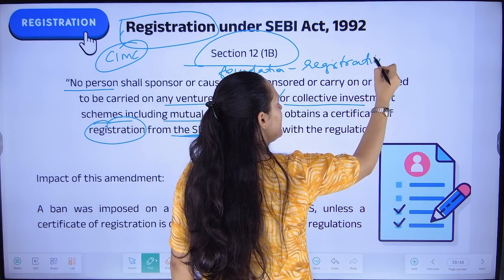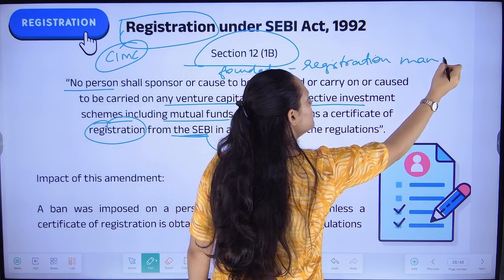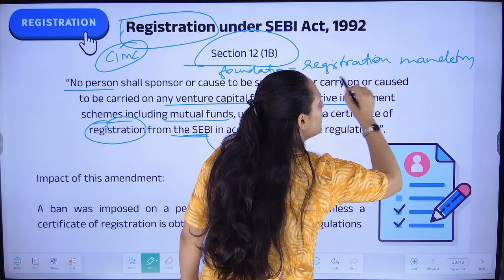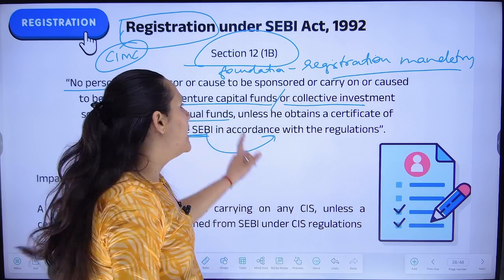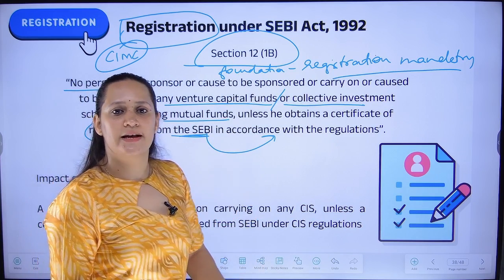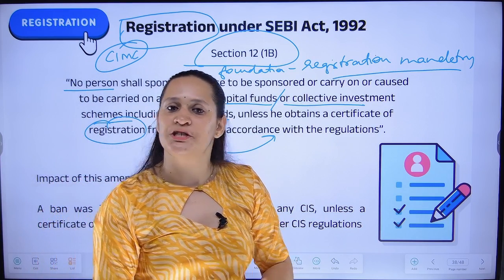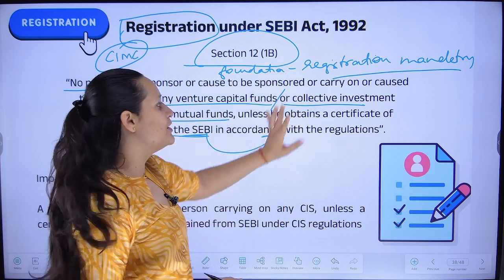We will see how to make an application. But what provision of law makes it mandatory for the collective investment management company to obtain a registration? It is section 12, where clearly they say that if you don't have a certificate of registration, you cannot launch or collect any kind of money.